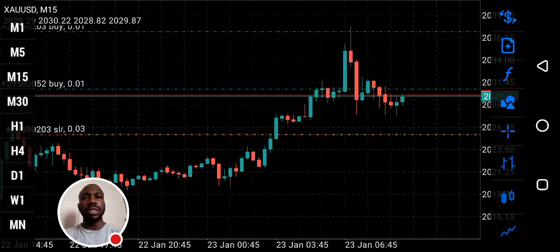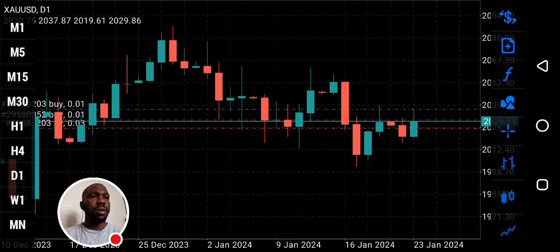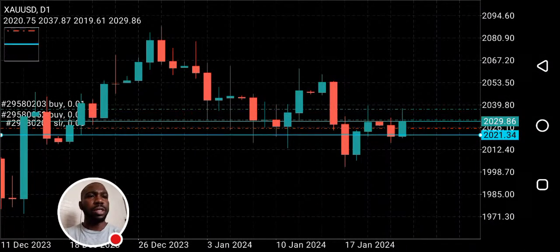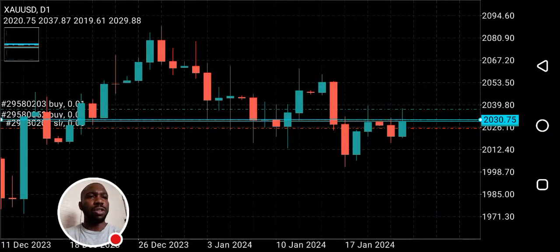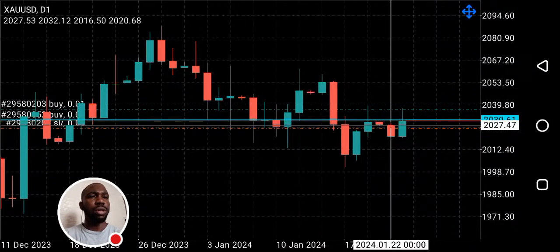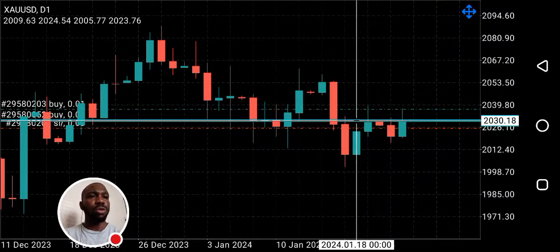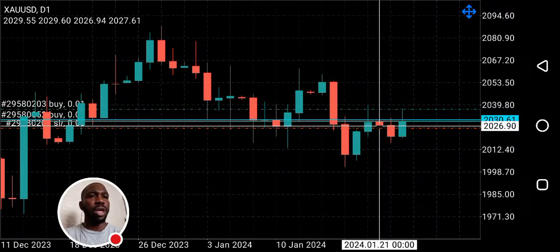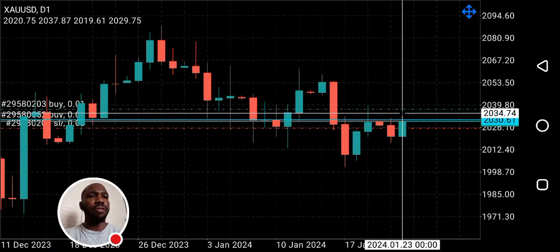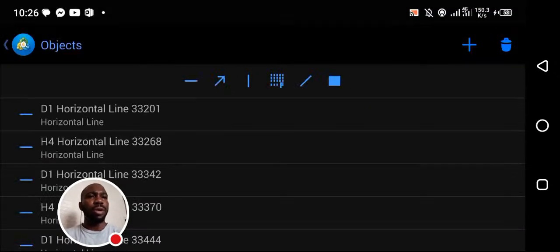Let's start with the daily. So you can see what we have on the daily. We had a resistance here on the daily. After the close of this bearish candle, this was a shooting star. The next candle still closed bearish. A resistance was formed after the close of this bearish candle. So if a 4 hour or 1 hour candle closes above this resistance, that will be the right time to buy.